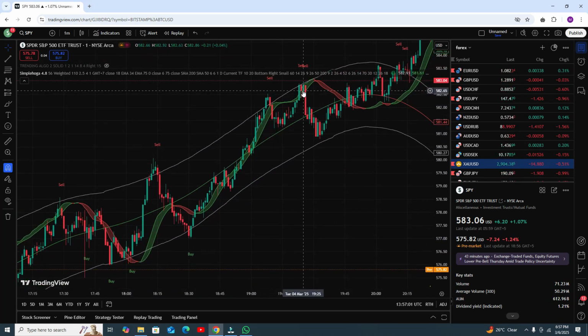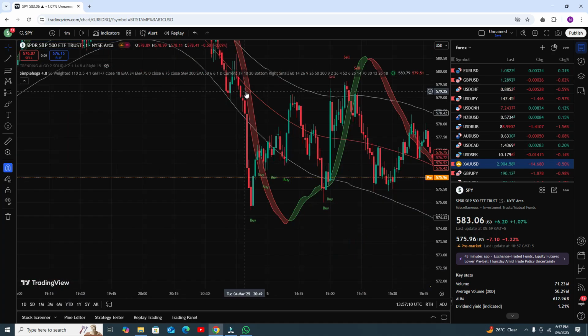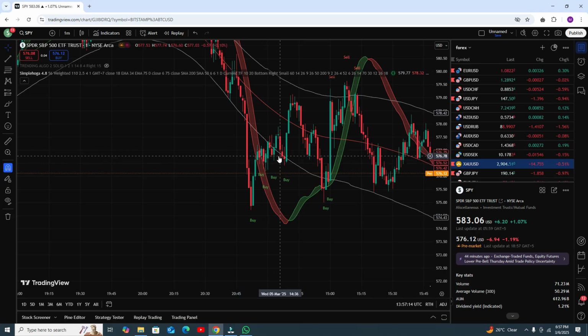Here the RSI is above the upper band line, and here you can see RSI is above the upper band line. And this is RSI again below the lower band line, and again above the upper band line. So these are our oversold and overbought conditions. You can see it clearly.